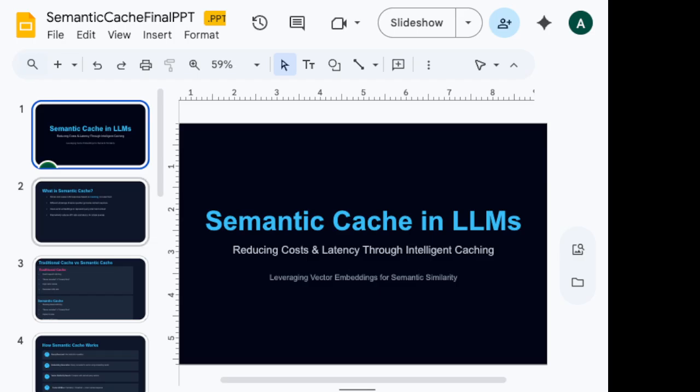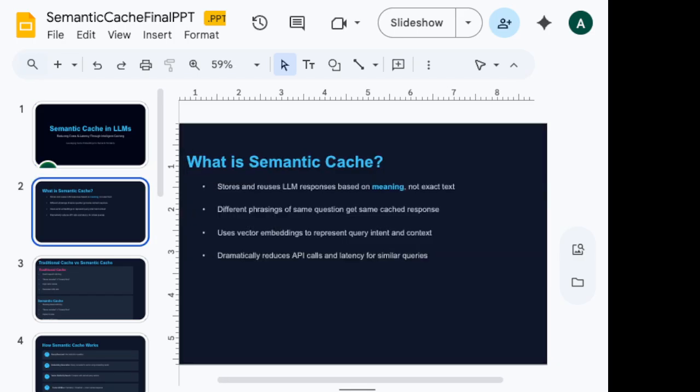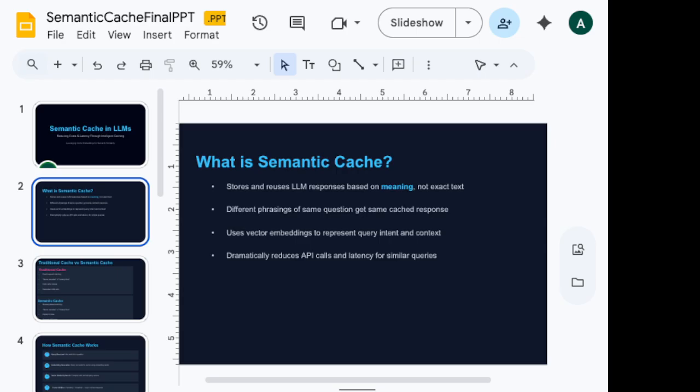So let's look at what exactly it is. Semantic cache stores and reuses LLM responses based on meaning, and not exact content. Basically, semantic cache gets a logical understanding of different phrases and considers them the same or similar. It means we are not comparing the exact content. We are evaluating the meaning of the sentence per se.